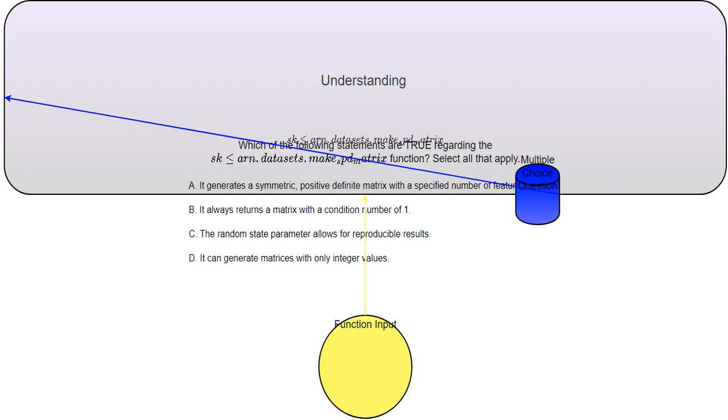Good luck. I'm providing you with some background information to help you answer the question about the make_spd_matrix function. Specifically, I am describing the function's purpose, which is generating symmetric, positive definite matrices. Understanding this fundamental point is essential for answering the question correctly.